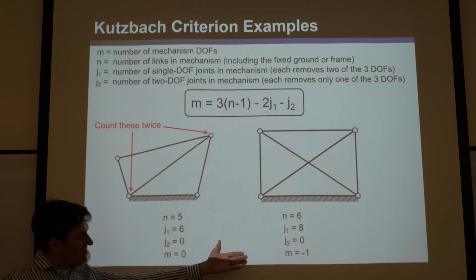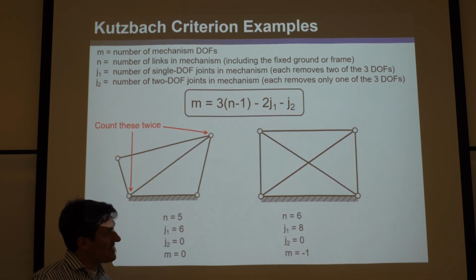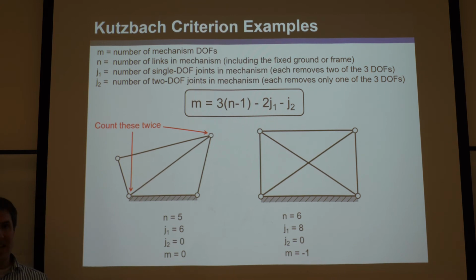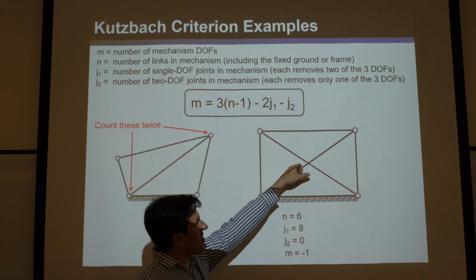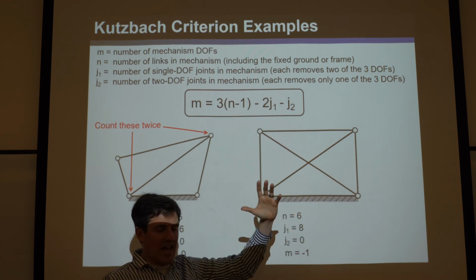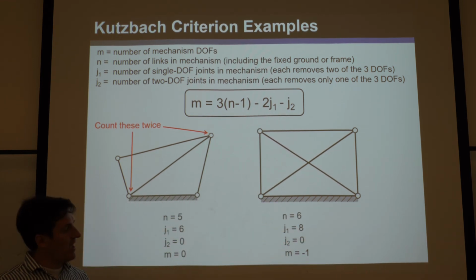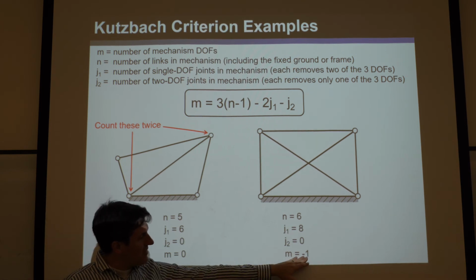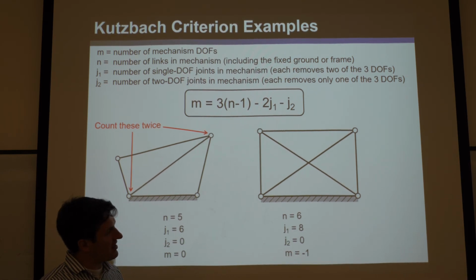But what does the negative number mean? Well, it means it's over-constrained. It means, if you took one of these bars out, one of these links out, it would still do the same job of statically constraining it. So this is how many times over it's over-constrained or redundantly constrained.